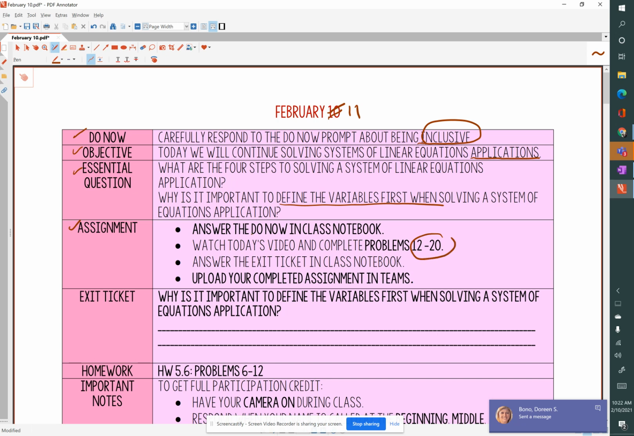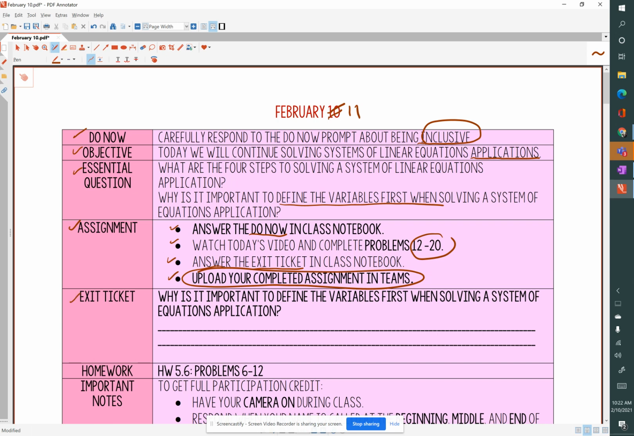So our assignment will be to do problems 12 through 20. Make sure you answer the do now and the exit in class notebook, and make sure you upload your completed assignment in Teams. All these steps are important. This is where your grade comes from for participation, so make sure you do that.